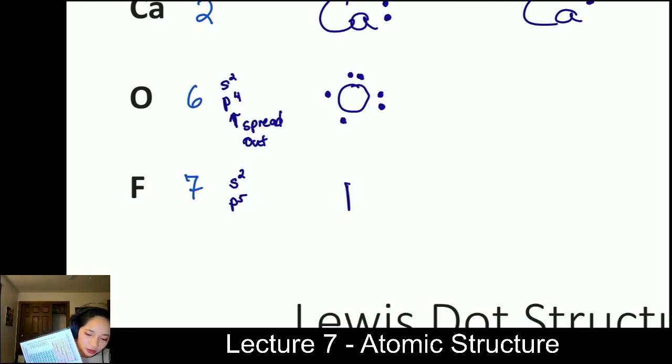So I'm going to start this out the same way. Start with the element symbol. Fill up those s electrons first. So I got the 2 down. And now I need to put 5 p electrons. So I'm going to put 1, 2, 3. Spread them all out. Now I can start doubling. 3, 4, and 5. So you can see that fluorine has 1 unpaired electron based on its Lewis dot structure, sorry.